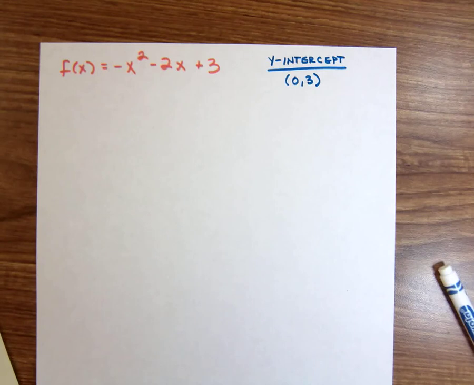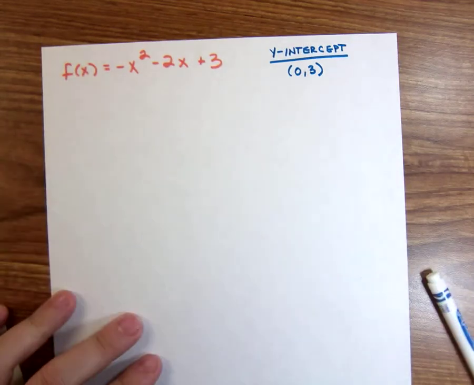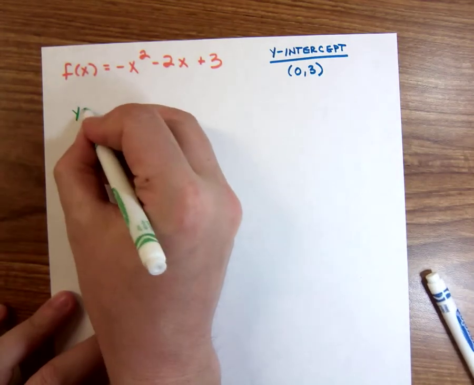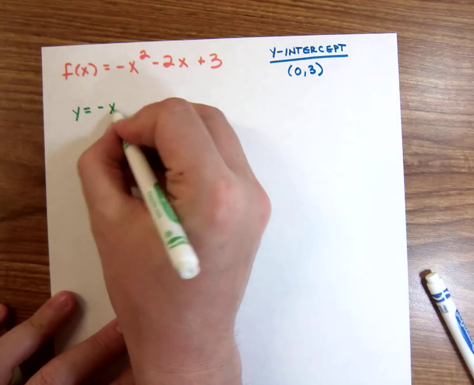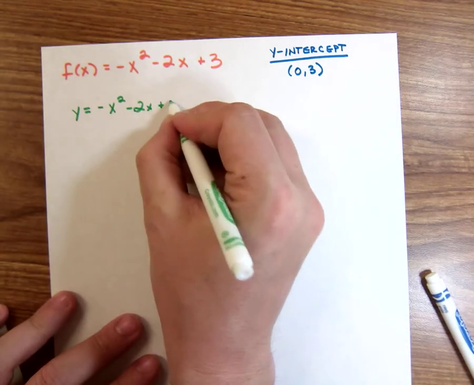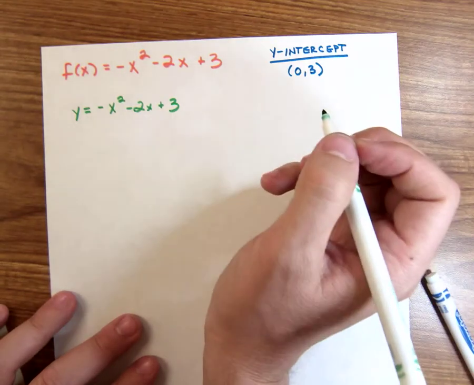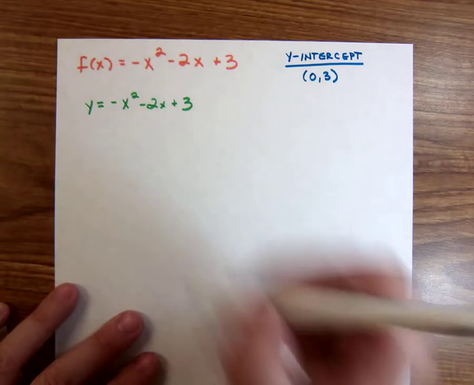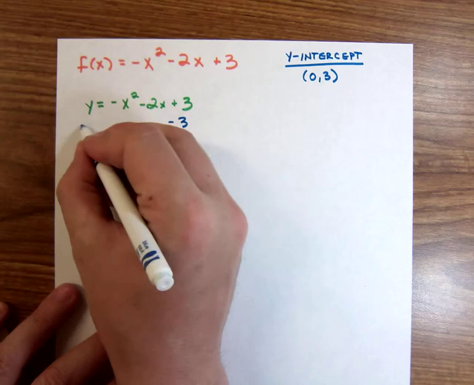So if it's negative, it goes down. Or flips. It'll open down. Yeah, it'll flip. We're not really worried about that yet. Next, we have to find the vertex, and to find the vertex, you complete the square. Okay, so y equals negative x squared minus 2x plus 3. And the first thing we would do is subtract 3 on both sides.